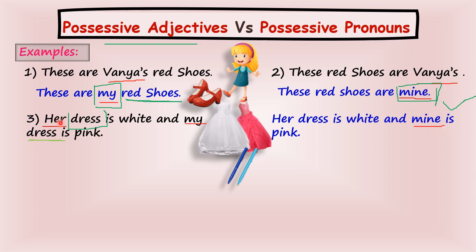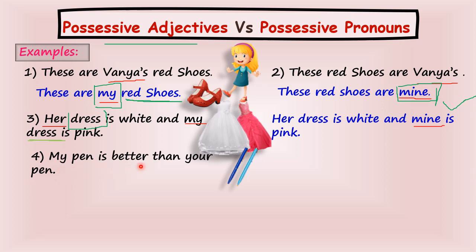But when we are using a possessive adjective, then there is a rule. We must use a noun after a possessive adjective. Is it clear, children? Because in a pronoun what do we do? We replace the noun. So my dress is replaced by mine. Is it clear, children? Now let's take one more example.